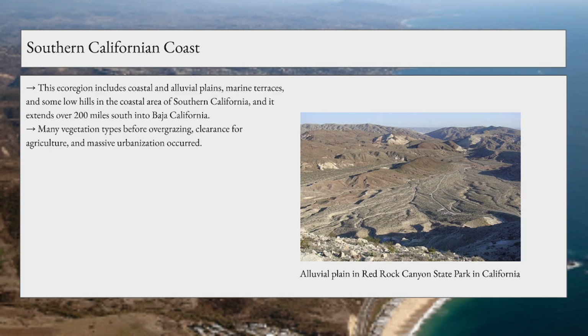The Southern California coast includes coastal and alluvial plains, marine terraces, and some low hills in the coastal area of Southern California, and extends over 200 miles south into Baja California in Mexico. And before masses of people moved there and clearance for agriculture and stuff, there were many vegetation types, but they all sadly kind of declined. And I actually didn't know what an alluvial plain was before researching this, so I included a photo of what one looks like. It's when the sediment kind of settles onto the land and makes it flatter.